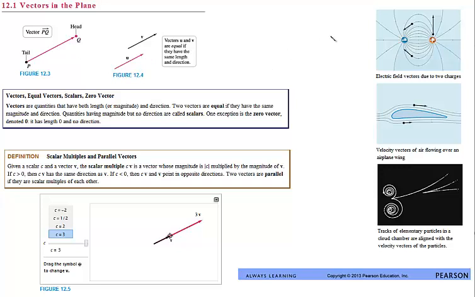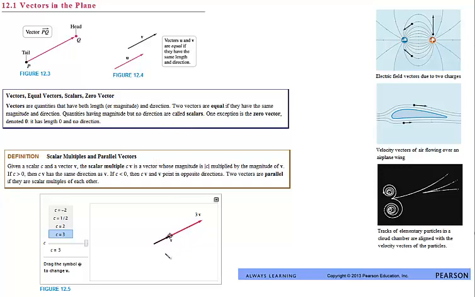We will say that two vectors are equal if they have the same magnitude and direction. So same magnitudes, same length, and the same direction. And they can be placed at different spots on the plane. A scalar is just a magnitude without direction.